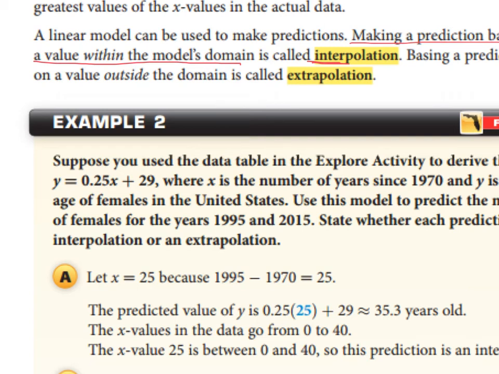If you choose a number outside the domain, so that would be 50 years after 1970, 100 years, things like that, we refer to that as extrapolation. Extra, think of it as extra information. You actually don't have that data.